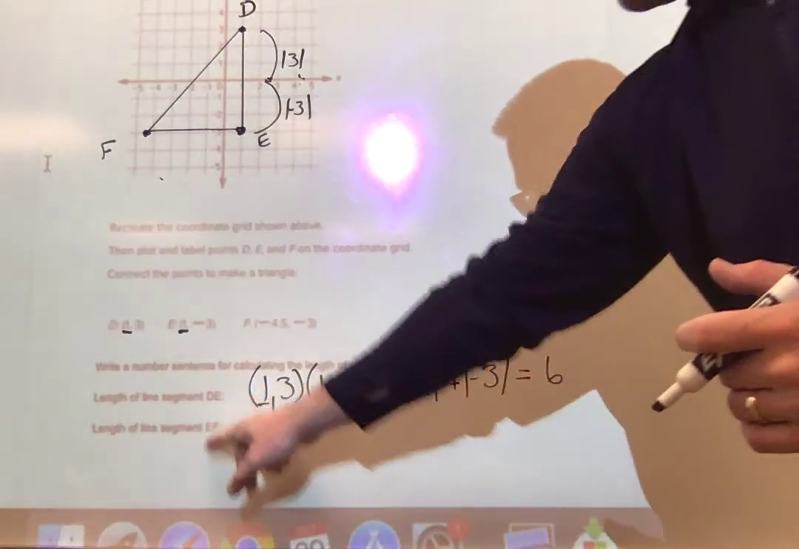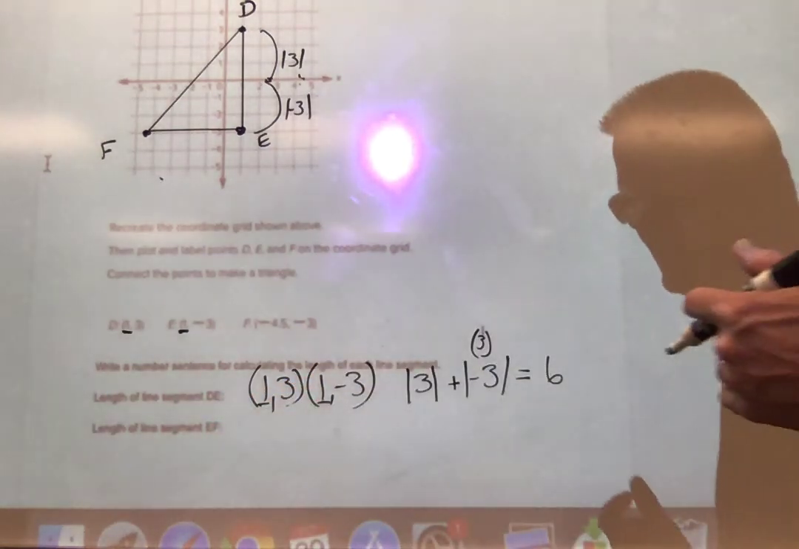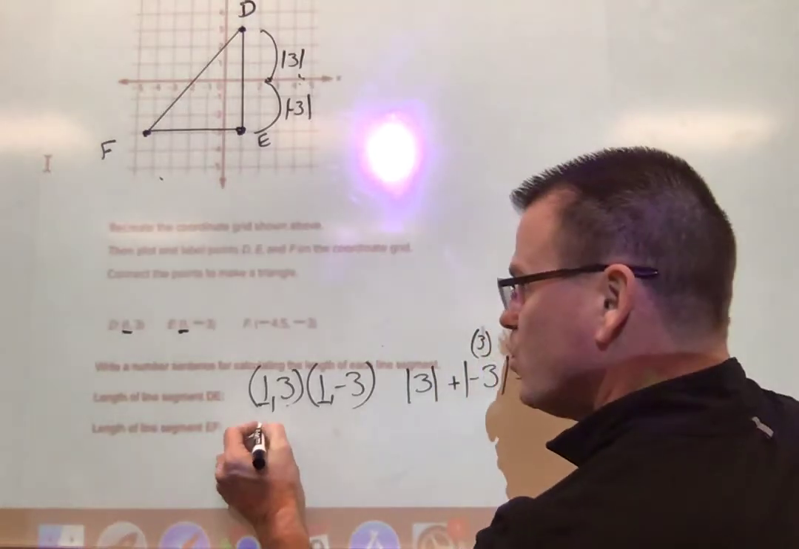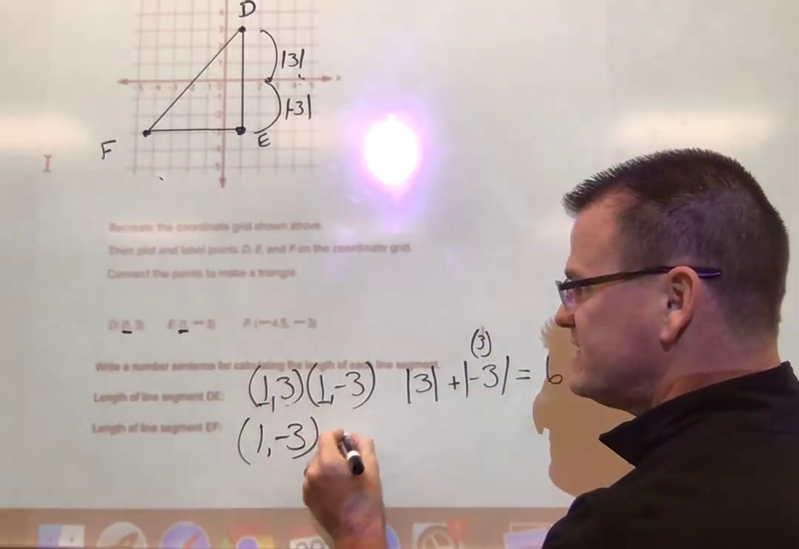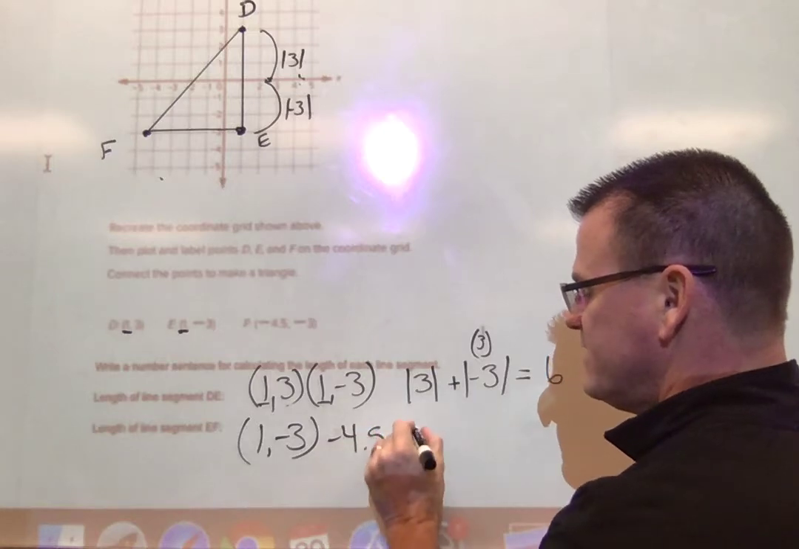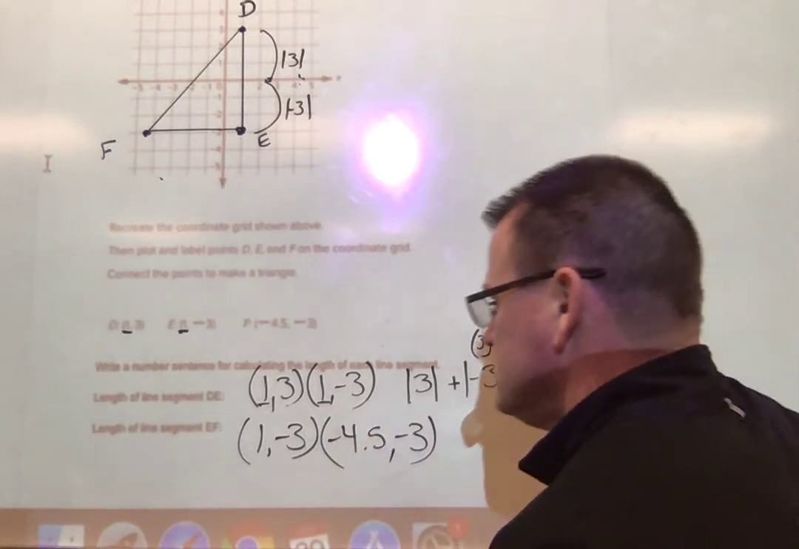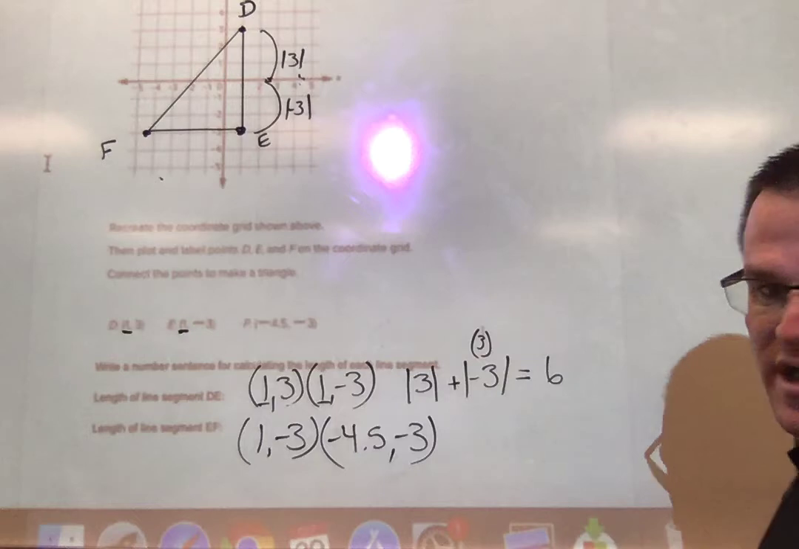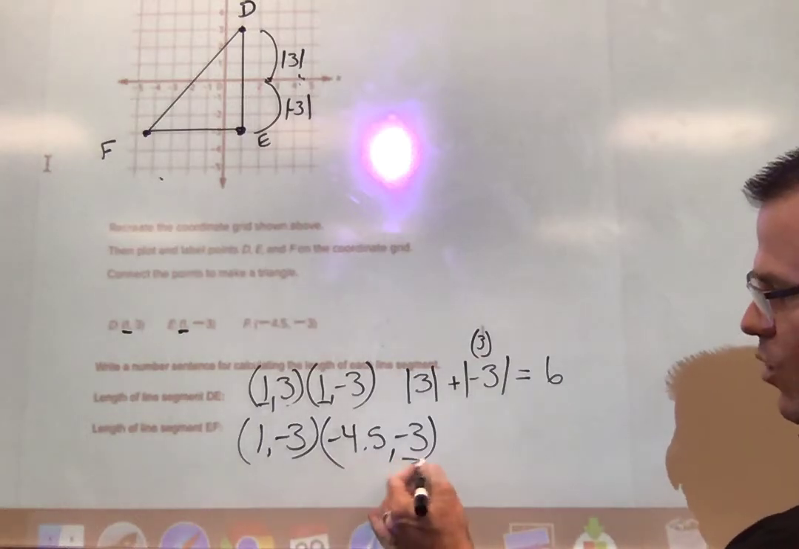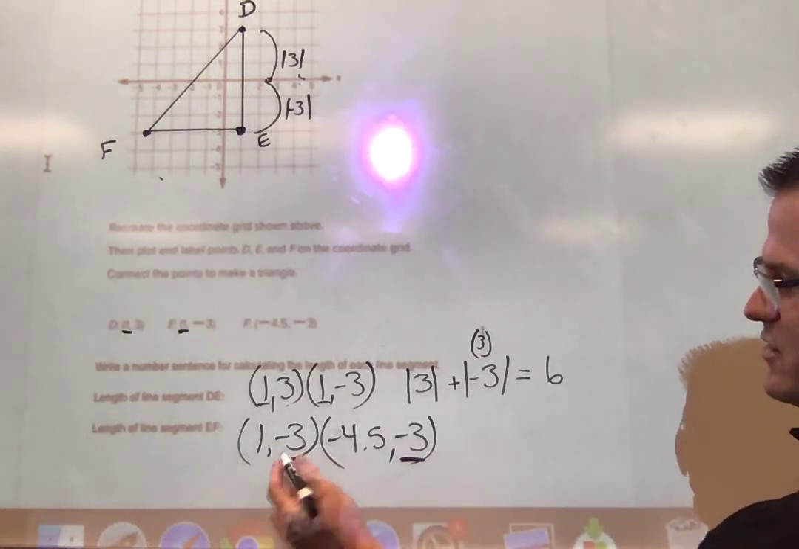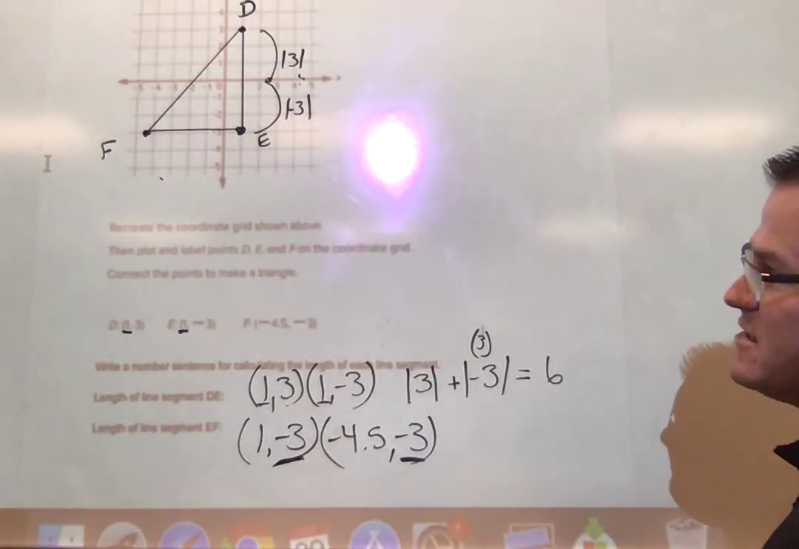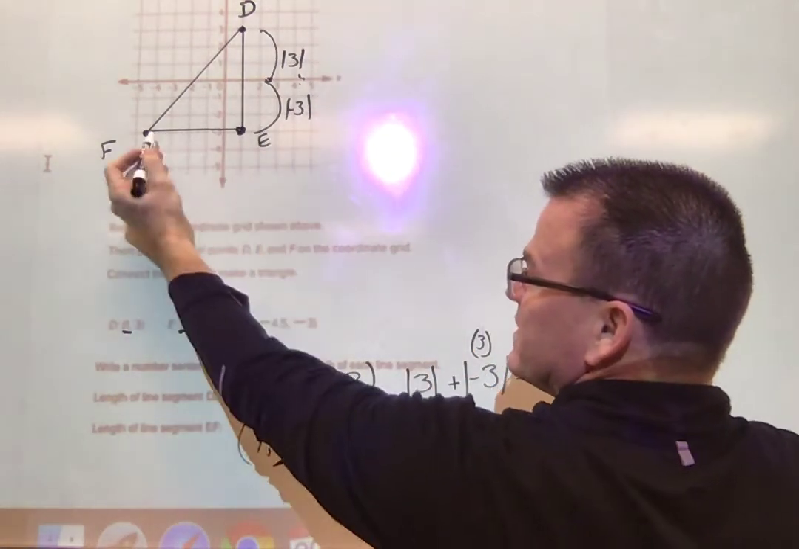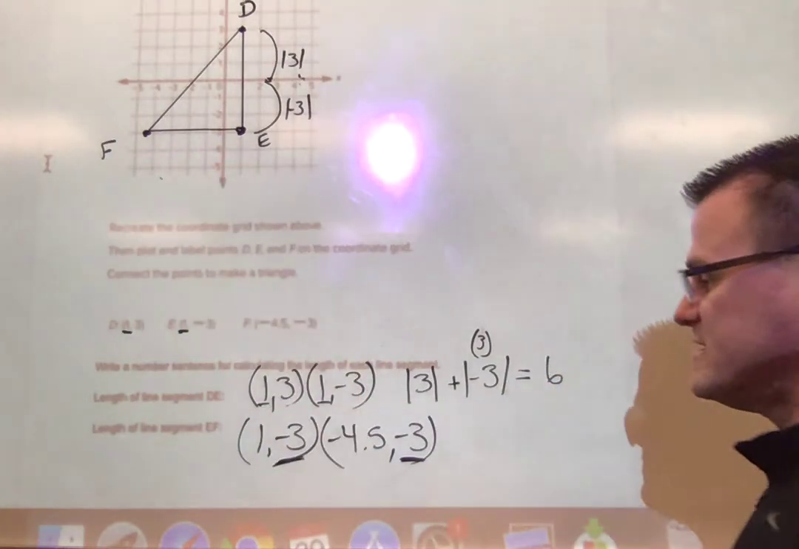Okay, last one, let's find the length of line segment EF. E is 1, negative 3. And F is negative 4.5, negative 3. So again, let's look at these coordinates, and we see the y this time is the same. They're both a negative 3, which means they're both down 3. So they're going to be, again, we're going this way because they're both down 3. So how long is that?